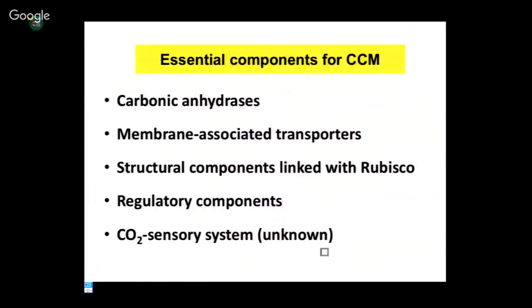So to summarize, many different components are essential to support the CCM, the CO2 concentrating mechanism. One is carbonic anhydrases, another is membrane associated transporters, and another is Rubisco associated protein, which organizes the pyrenoid. And also the regulatory proteins are very important to switch on the CCM protein expression. Of course, the CO2 sensing system is also operating, not known so deeply, but this is a problem for the future.